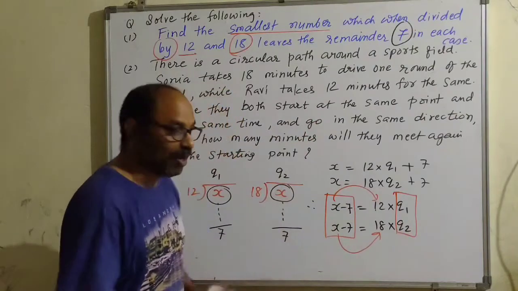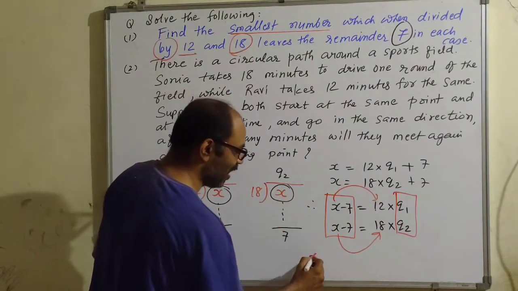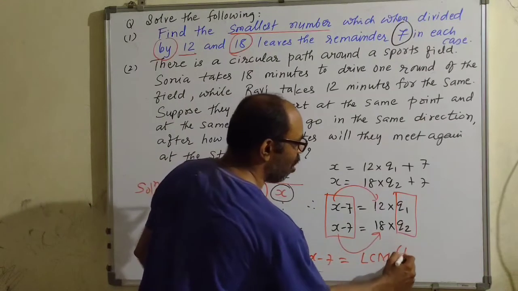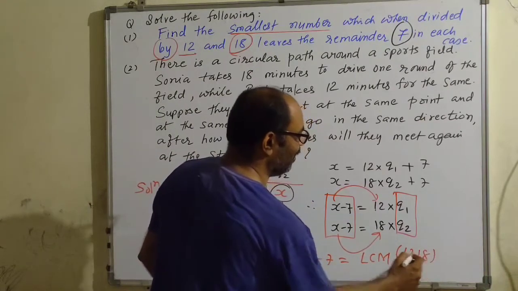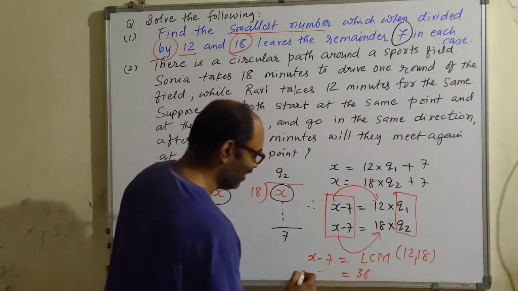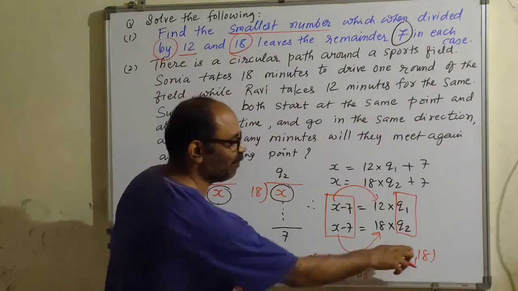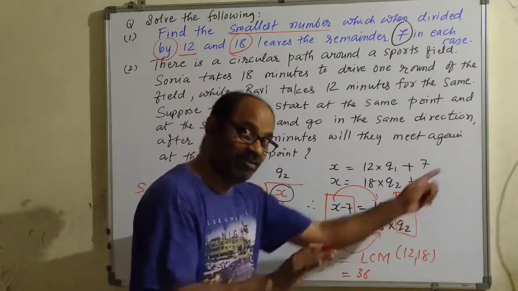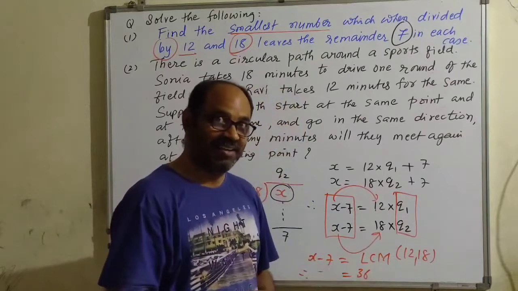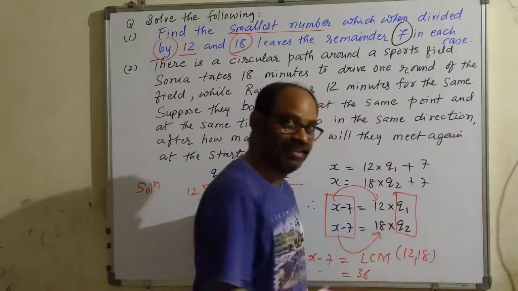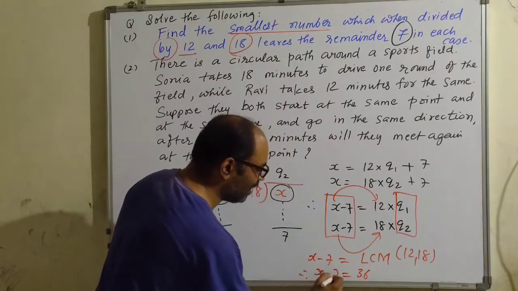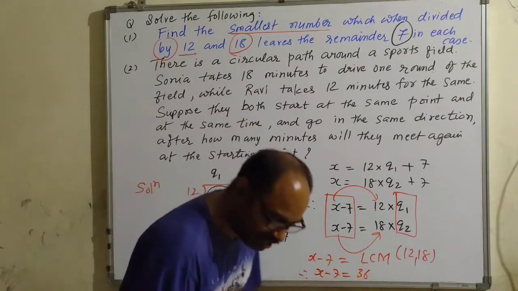Okay. So what you can write from here? x minus 7 is equal to LCM of 12 and 18. And what is LCM of 12 and 18? 36. Therefore, the LCM of 12 and 18 is 36. Children, you will have to find that by the division method. I have written directly. You will have to find that on the side. Okay. So, therefore, x minus 7 is equal to 36.